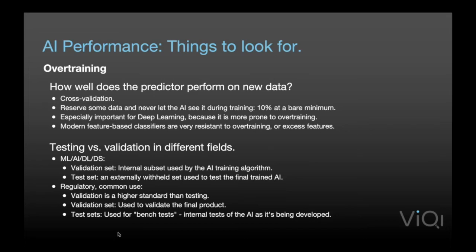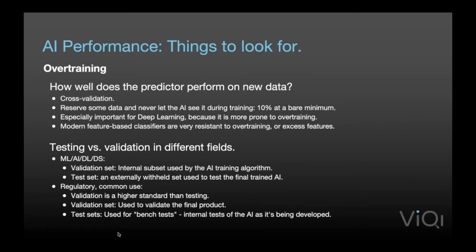And this goes into a little bit of difference in how we talk about validation and testing. In the AI world, so that's machine learning, AI, deep learning, data science, people typically talk about validation sets as these internal sets that the AI uses to see how well it's doing internally. And the test set is this withheld set that the AI never sees during training that you use to determine how well the final AI is performing.